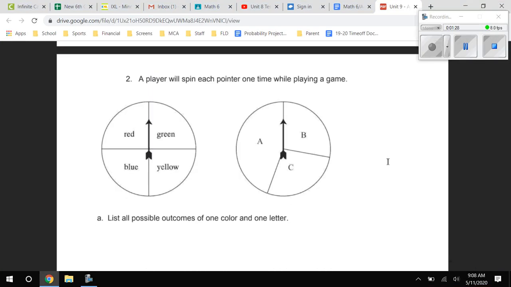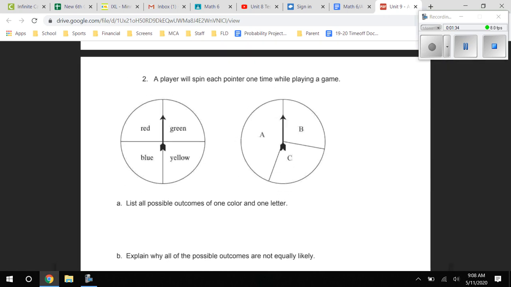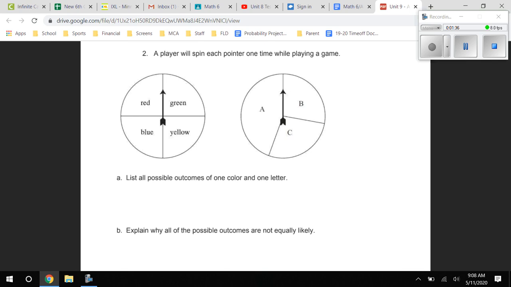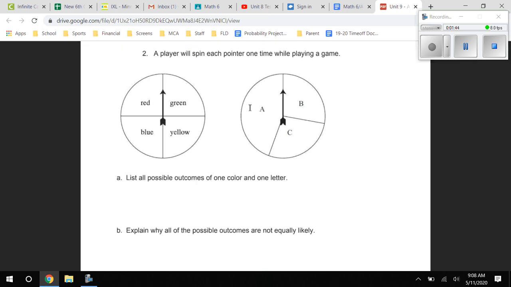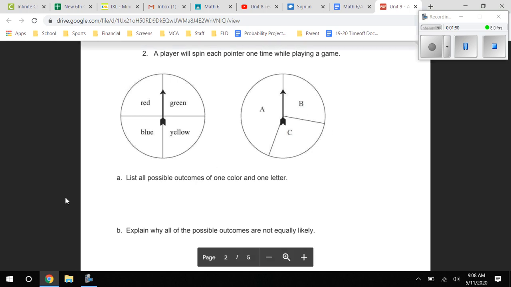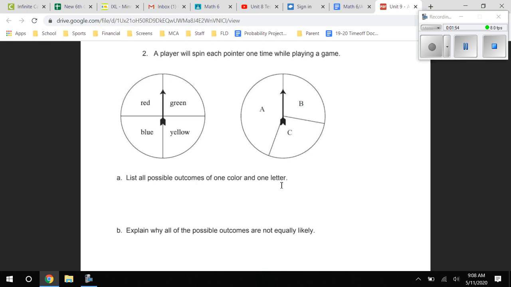It says a player will spin each pointer one time while playing a game. So they're going to spin this one here, red, green, blue, or yellow, and those are all equal. And then they're going to spin this one, A, B, and C, and I can see that A is clearly bigger than B and C. It says list all the possible outcomes of one color and one letter. Okay, so we just got to write these out.